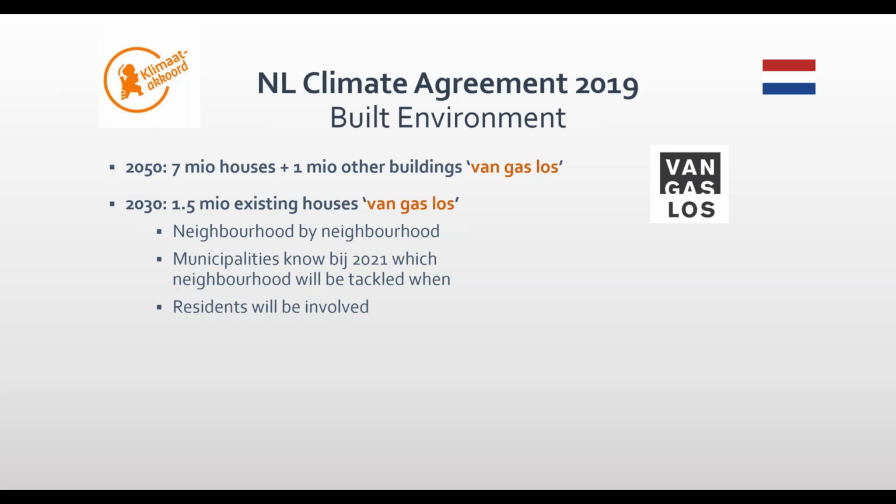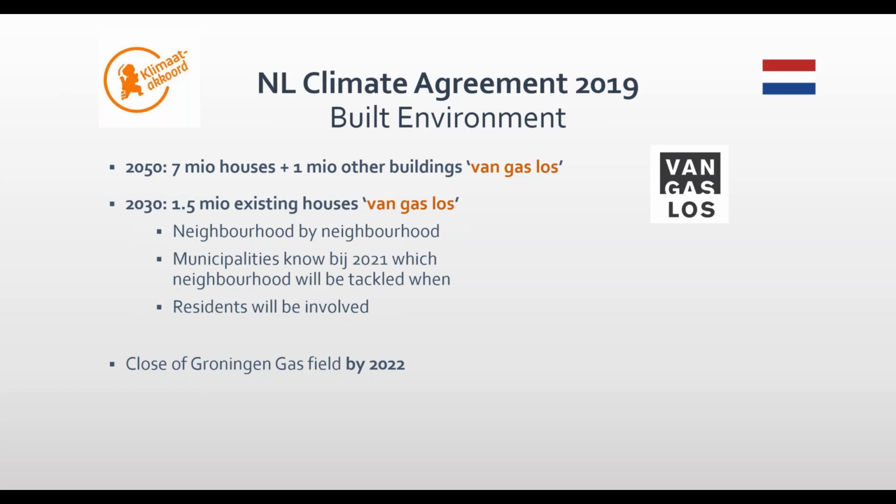And as said, the approach we are taking is this neighborhood by neighborhood approach, where the central government tries to support municipalities to develop these plans, these heating transition plans. And already next year, there should be draft versions in which they indicate which neighborhoods should be tackled when, involving also interactions with their residents.